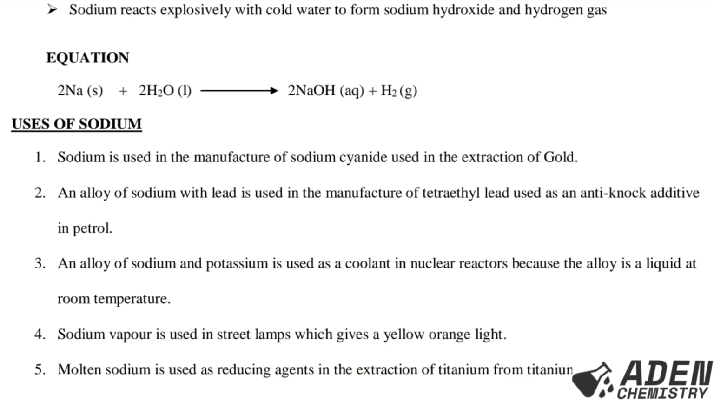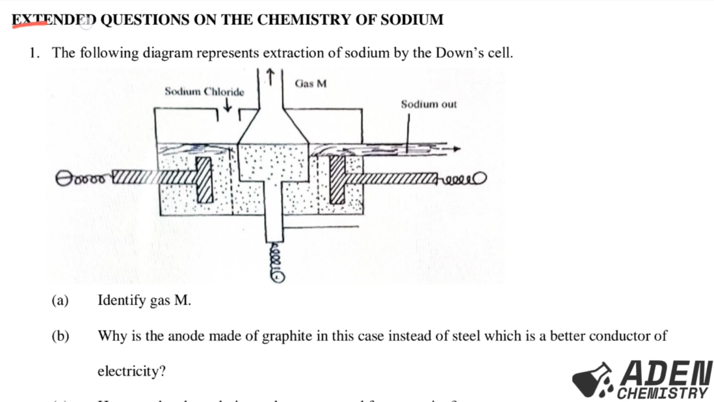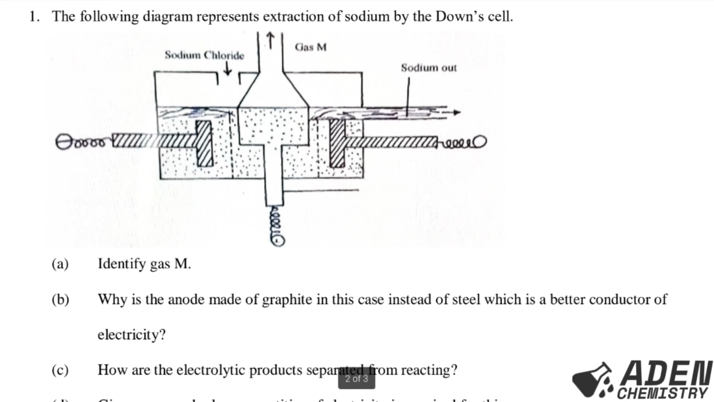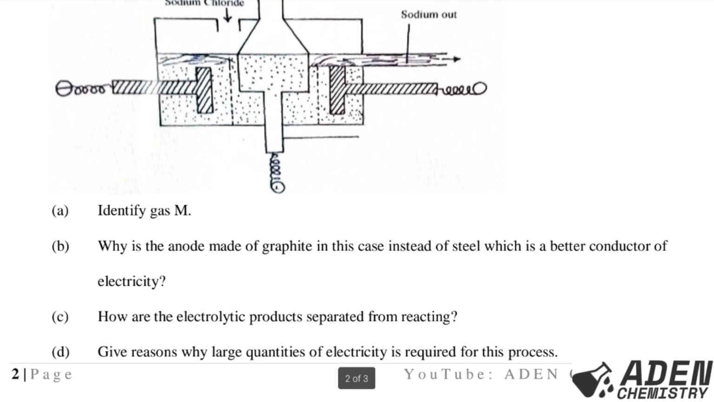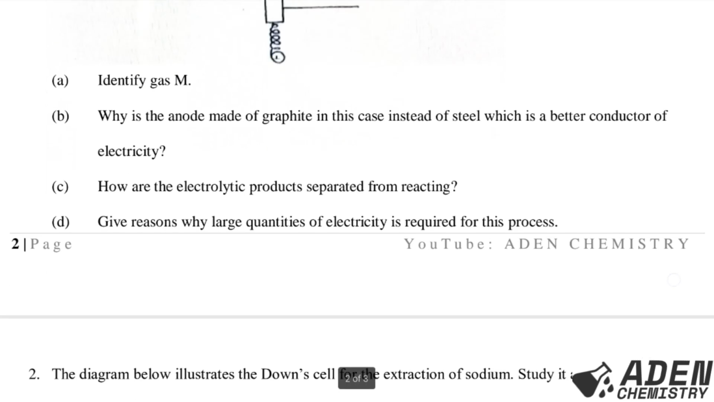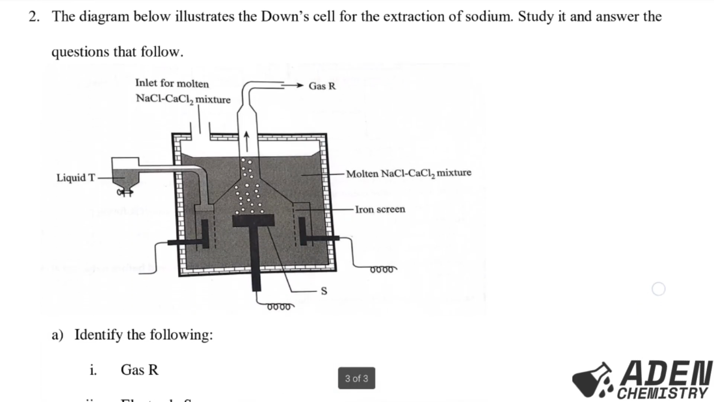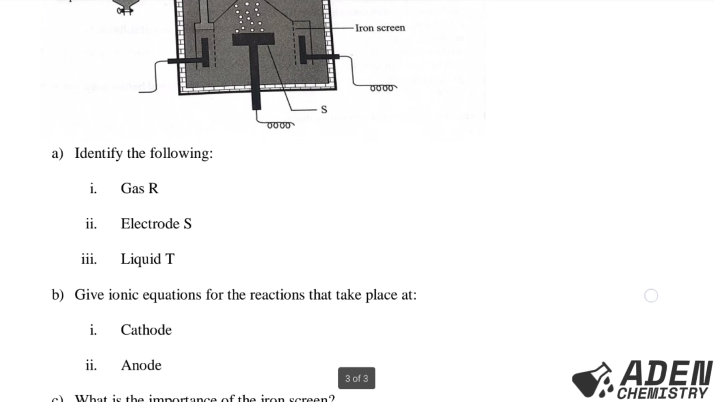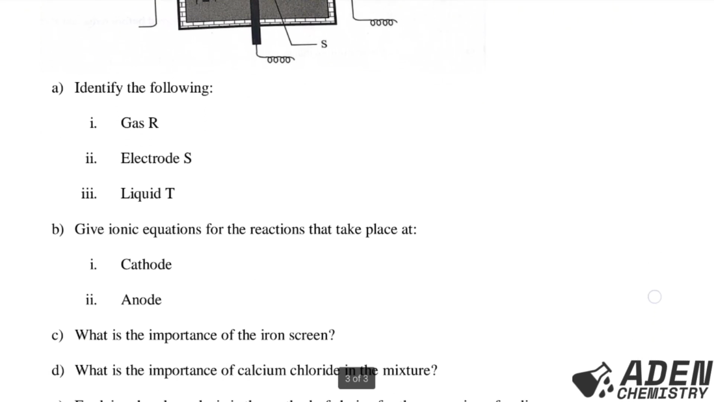Lastly, we are going to go to the extended questions on the chemistry of sodium metal. We are going to have 2 questions, so kindly have a look at those questions and try to answer on your own. So this is question number 1. Then we go to question number 2. Question number 2 is somehow long. Kindly have a look at it. Okay, those are the questions.